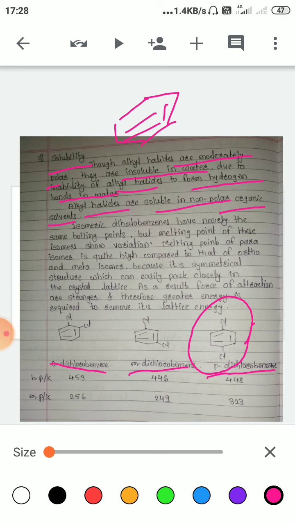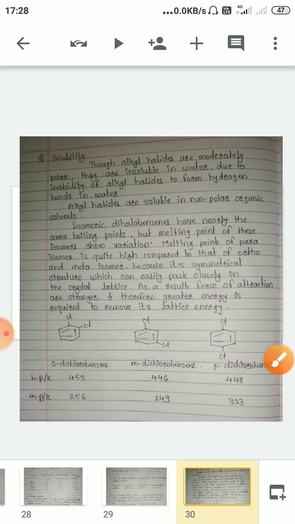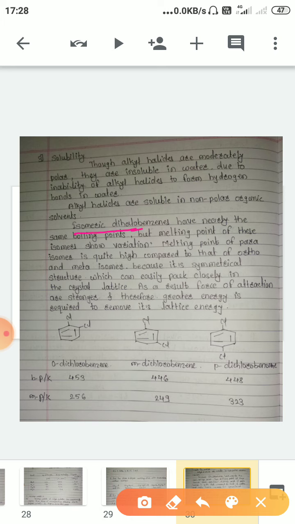And therefore they have a compact arrangement, and due to the compact arrangement they result in a stronger force of attraction, and due to the stronger force of attraction they need more energy, and therefore the boiling point of these compounds is also higher than that of the ortho and meta dihalobenzenes. So what we have to remember here is that isomeric dihalobenzenes have nearly the same boiling points.